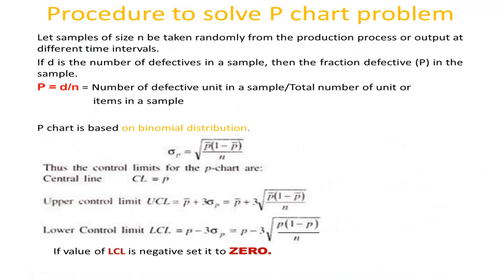Next, how we are going to solve problems related to P charts. The main important point that we have to remember is the formula P is equal to D by N, where D by N is the number of defectives divided by the total number of samples. The P chart is based on binomial distribution. There is also an upper control limit and a lower control limit, and the formula for that is P bar plus 3 sigma and P bar minus 3 sigma. If the lower control limit value is negative, then set it to 0. We know that we always follow this step for the X bar and R chart also.